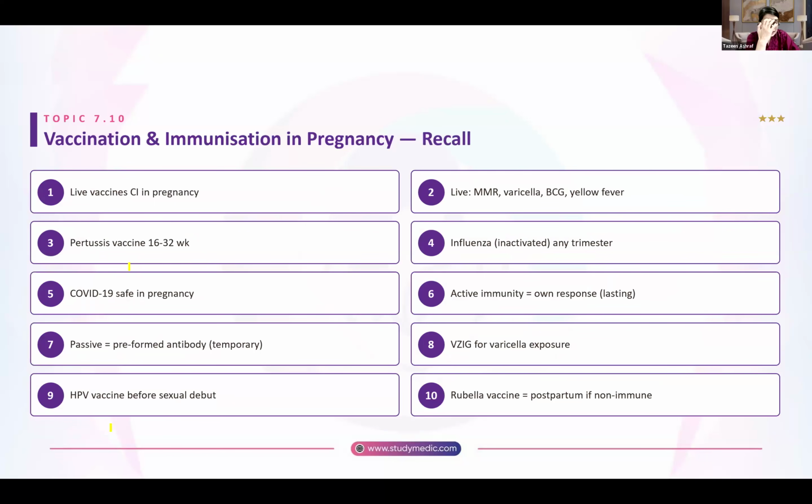So live vaccines, we are avoiding live vaccines in pregnancy, and the examples of live vaccines are basically beta HCG, oral polio vaccine, influenza vaccine. So these are the things which we have to remember. Pertussis is given at 16 to 32 weeks. COVID vaccine is safe in pregnancy. That is something which we have to remember.